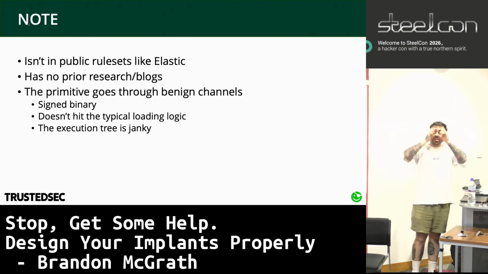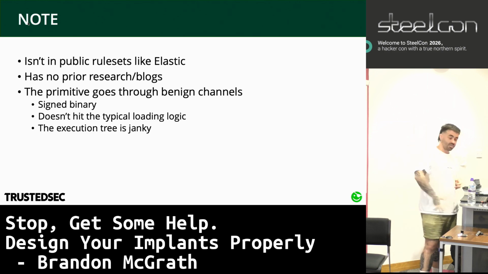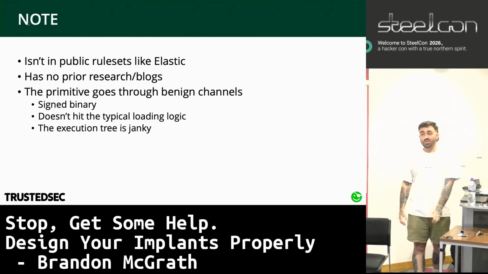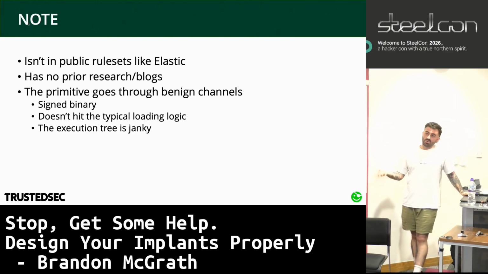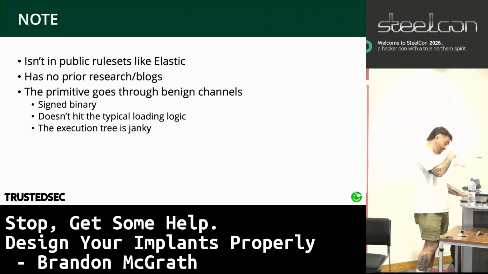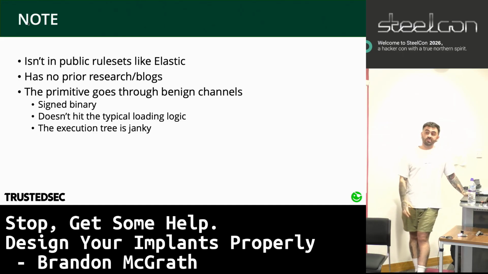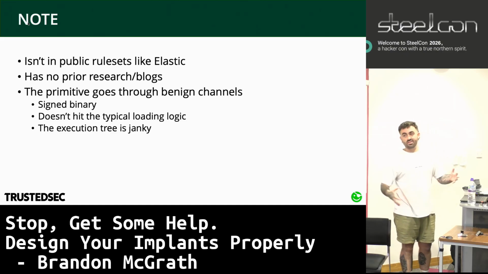And when I say a good loader or a good primitive, this is how I define that. It's something that isn't in a public rule set like Elastic. If you look at the rules for those, they detect all sorts of cool stuff. It has no prior research or logs, which is probably the hardest thing on this list to do. It takes a lot of time, energy and mental output. The primitive going through some benign channel would be a really nice thing to consider. Like a signed binary that doesn't have typical loading logic is a fun one. And the execution tree is weird.